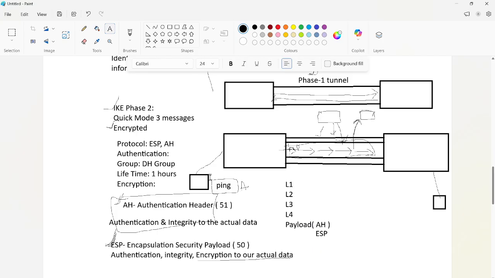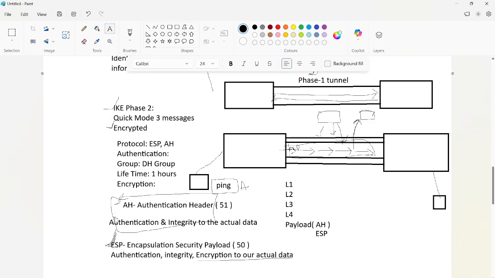Whatever the ICMP packet is, it will be contained inside the ESP, and this ESP packet will encrypt our actual information, which in this case is the ICMP packet. If you look at the ICMP packet, it contains source MAC, destination MAC, and also source IP and destination IP. Those are all private subnets or private information. To avoid exposing that information towards the internet, we are using one extra layer of security in the form of these protocols.